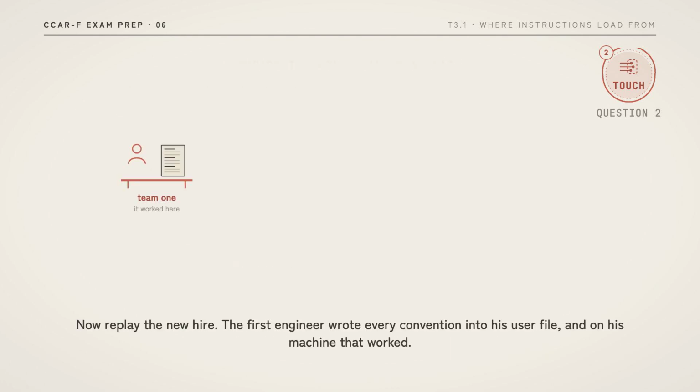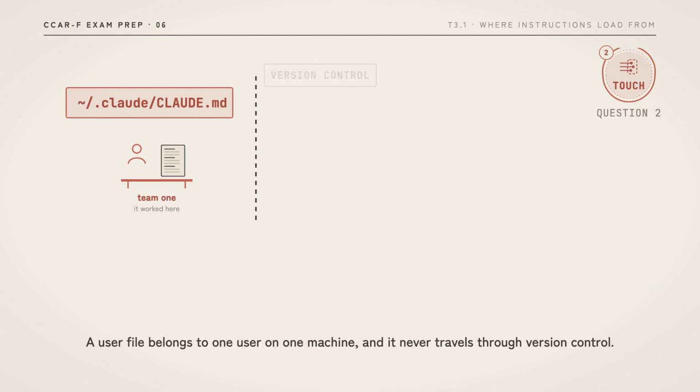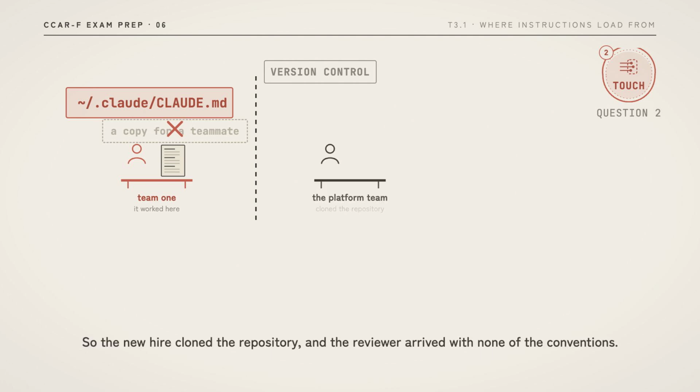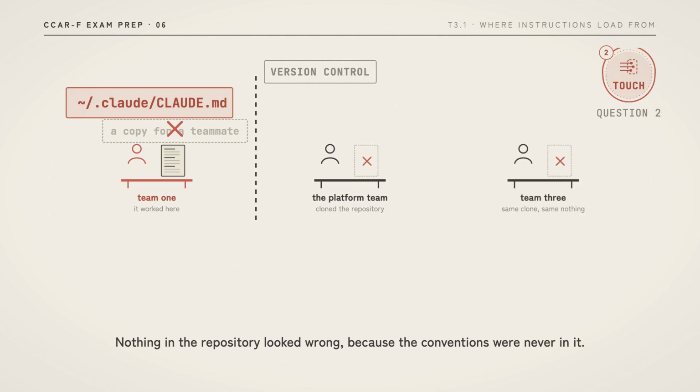Now replay the new hire. The first engineer wrote every convention into his user file, and on his machine that worked. A user file belongs to one user on one machine, and it never travels through version control. So the new hire cloned the repository, and the reviewer arrived with none of the conventions. Nothing in the repository looked wrong, because the conventions were never in it.